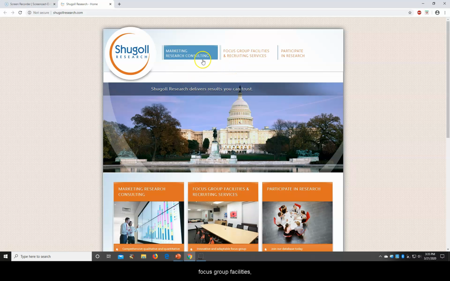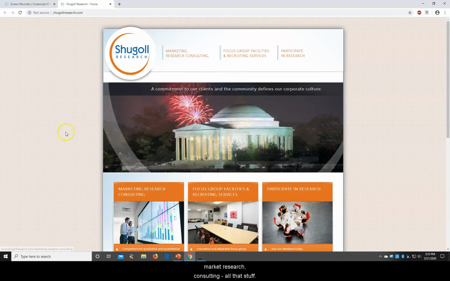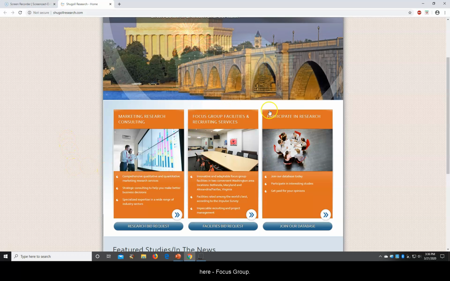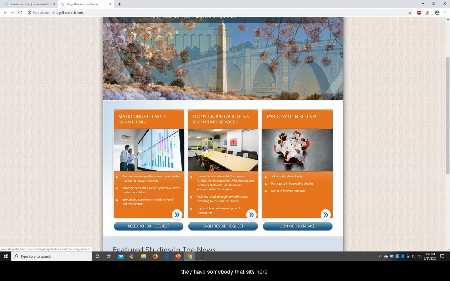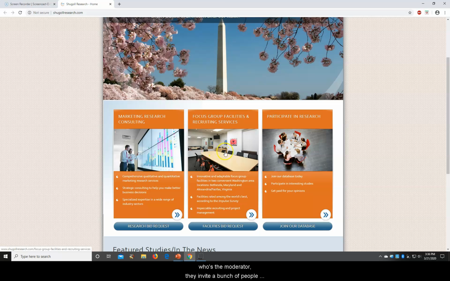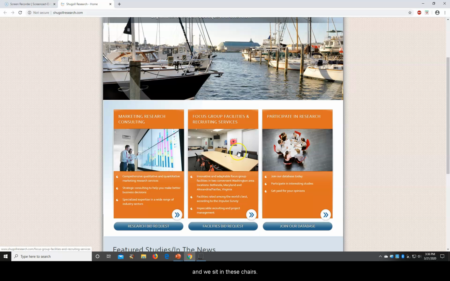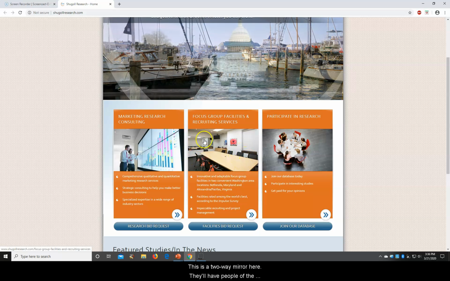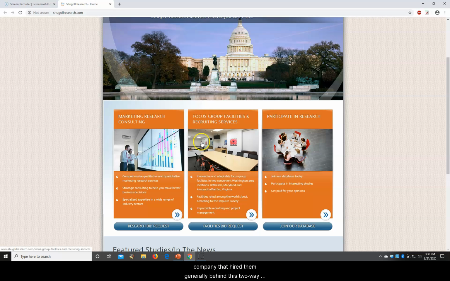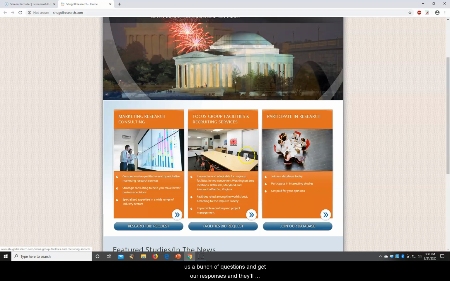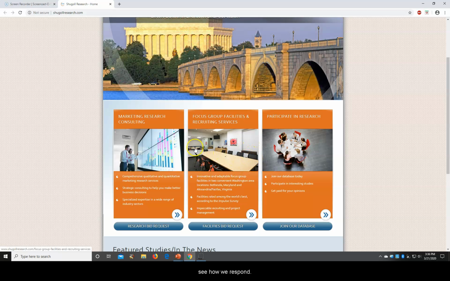Focus group facilities, market research consulting, all that stuff. And for instance here, focus group. I've been at this table. And what they do is they have somebody that sits here who's a moderator. They invite a bunch of people in who are in the target market they're looking for, and we sit in these chairs. This is a two-way mirror here. They'll have people of the company that have hired them generally behind this two-way mirror to watch things, and then this person will ask us a bunch of questions and get our responses, and they'll see how we respond.